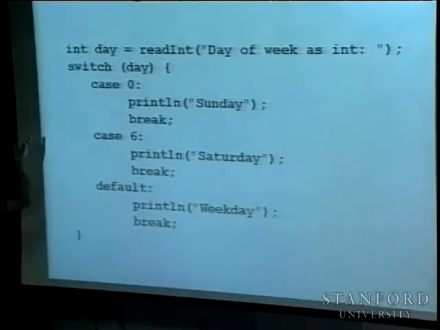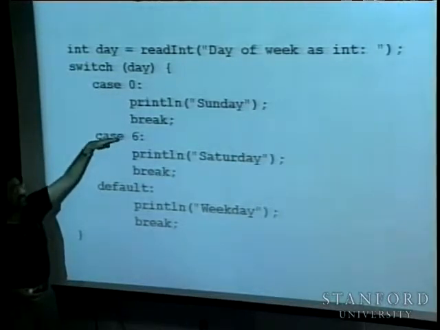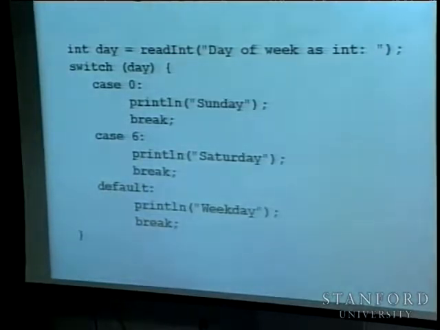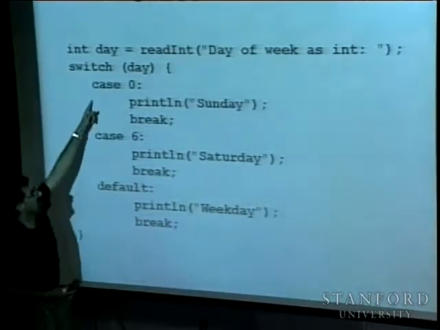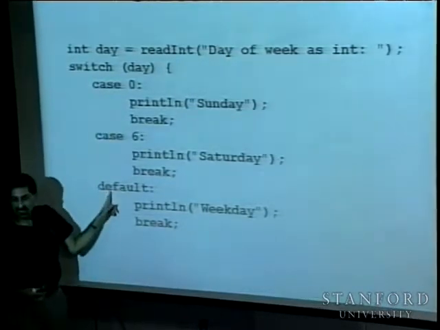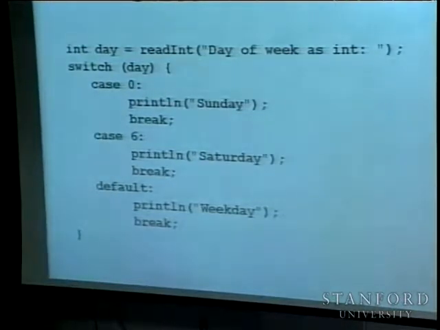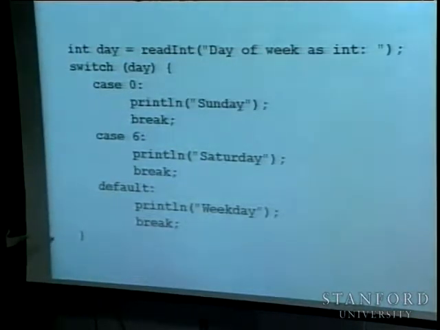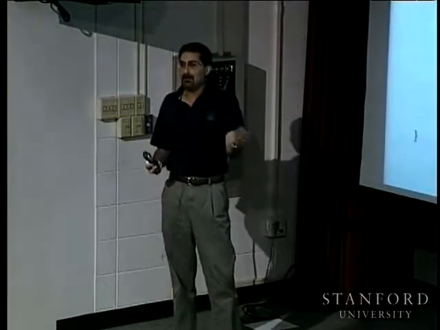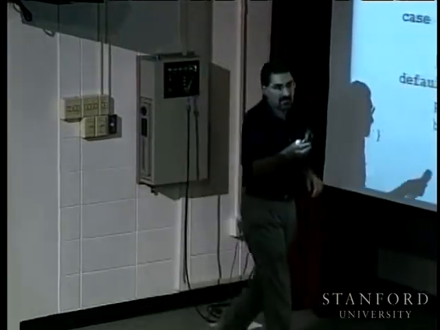So if the user types in, let's say 6, it says, is it case 0? No, so it skips that. Is it case 6? Yeah, so it prints out Saturday and then it breaks, which means it skips the default. If they enter any other value other than 0 and 6, it says, does it match 0? No, so it skips that. Does it match 6? No, so it skips that. It comes to the default, which is kind of the catch-all if it doesn't match any other cases, and writes out, hey, it's a weekday. Okay? So you can do this with an if, right? But this is just a nice way. There are a lot of times when you have something like a mechanical switch and you get to pick one of the options. And that's why it's called a switch statement.